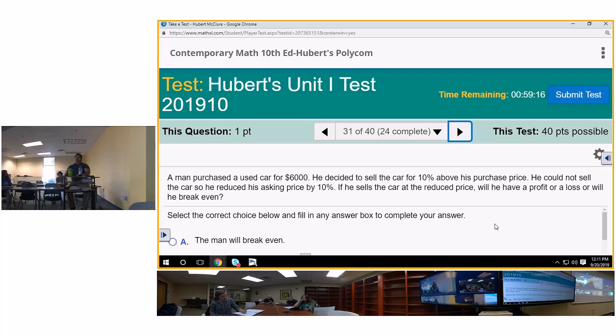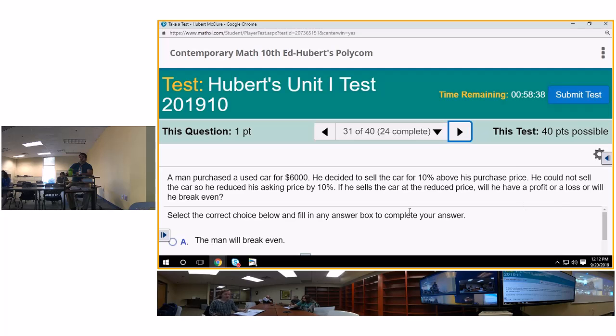A lot of people say, oh, well, you take 6,000 and you just take 10% off and then you add it back. No, that ain't the way you do it. A man purchased a used car for $6,000. He wants to sell the car for 10% above 6,000. He could not sell the car, so he reduced the asking price, which is 10% of that, 6,600. If he sells the car at 10% below 6,600, will he have a profit?